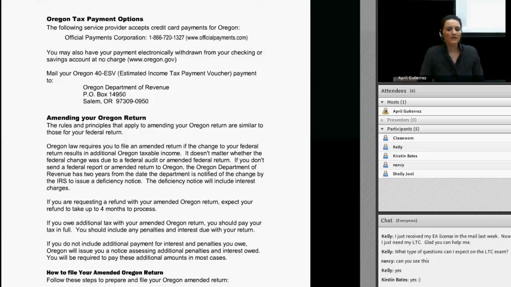Oregon tax payment options. The following service provider accepts credit card payments for Oregon: the Official Payments Corporation. And this allows you to pay by credit card. And of course, if you pay by credit card, you will be assessed a fee by that corporation that will be in addition to any Oregon tax you owe. You can also have your payment electronically withdrawn from your checking or savings account at no charge.